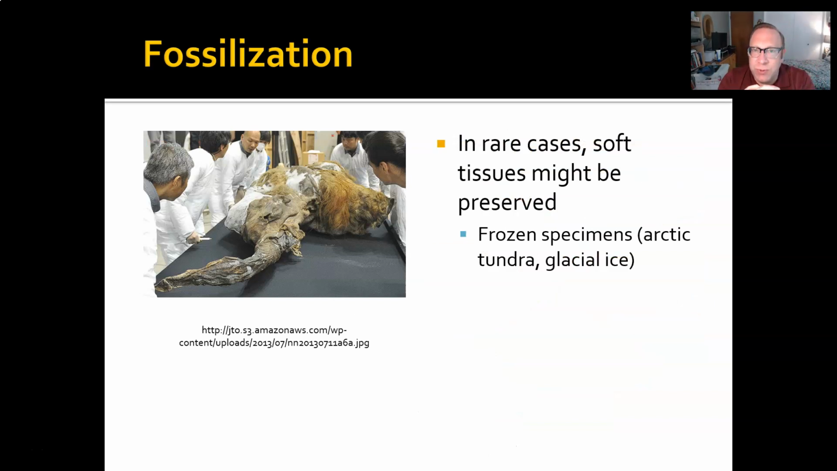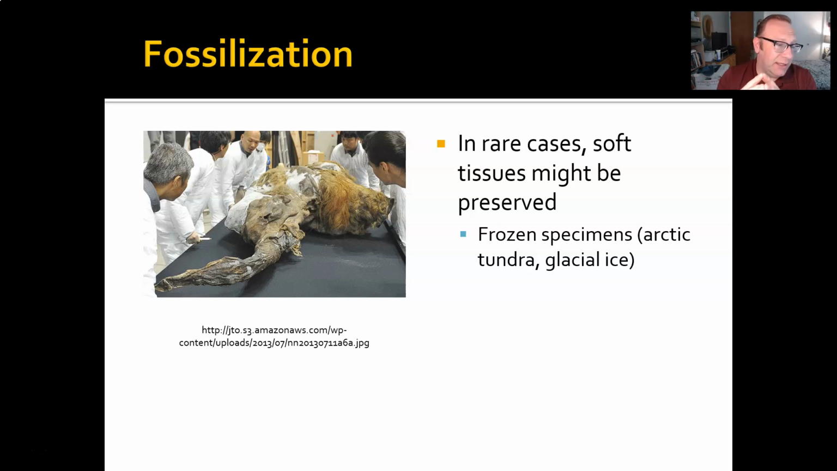Now, some things we call fossils that aren't properly fossils are also very helpful in telling us about the past. Oftentimes, these will involve the preservation of soft tissue. Frozen specimens, particularly those recovered from mountain caves where the air is cold and dry, or from frozen tundra in the Arctic or in glacial areas. These provide great opportunities because what essentially happens is the soft tissue freeze dries and is preserved.